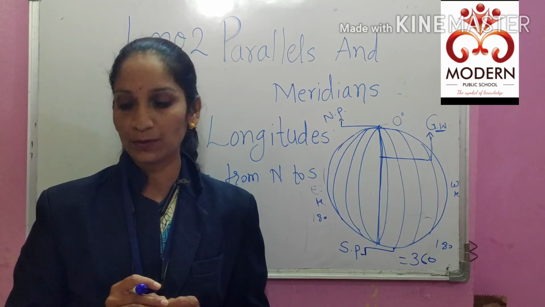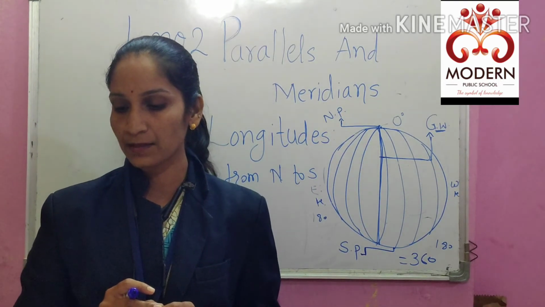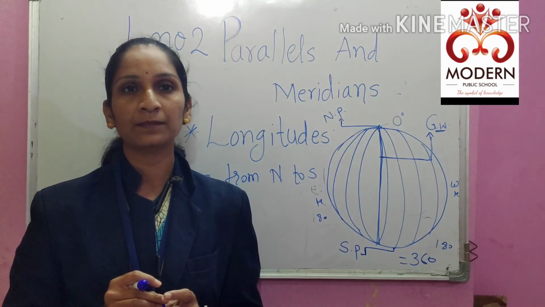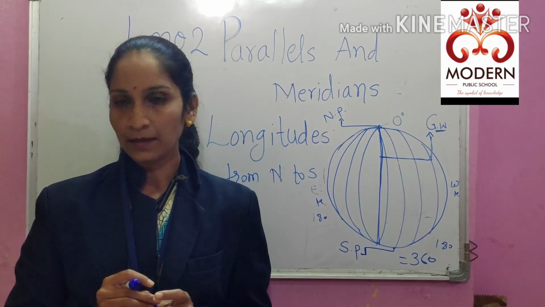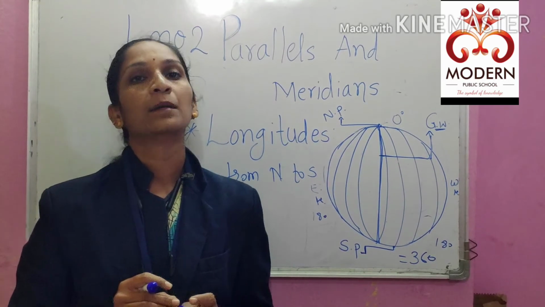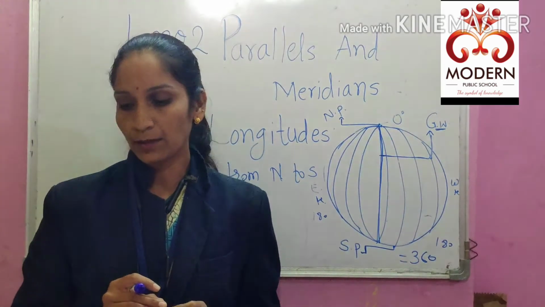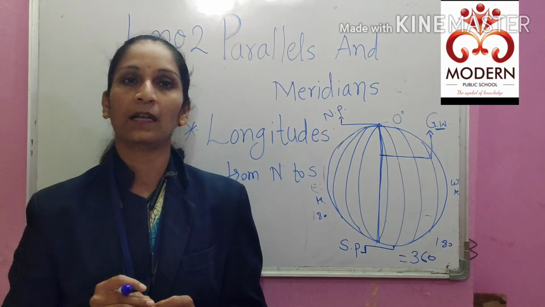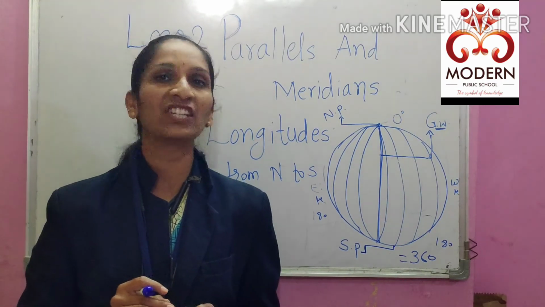Then a multiple choice question. The prime meridian passes through which place? Option A, the United States of America; B, India; and C, Greenwich. Which one is correct? Greenwich is correct.